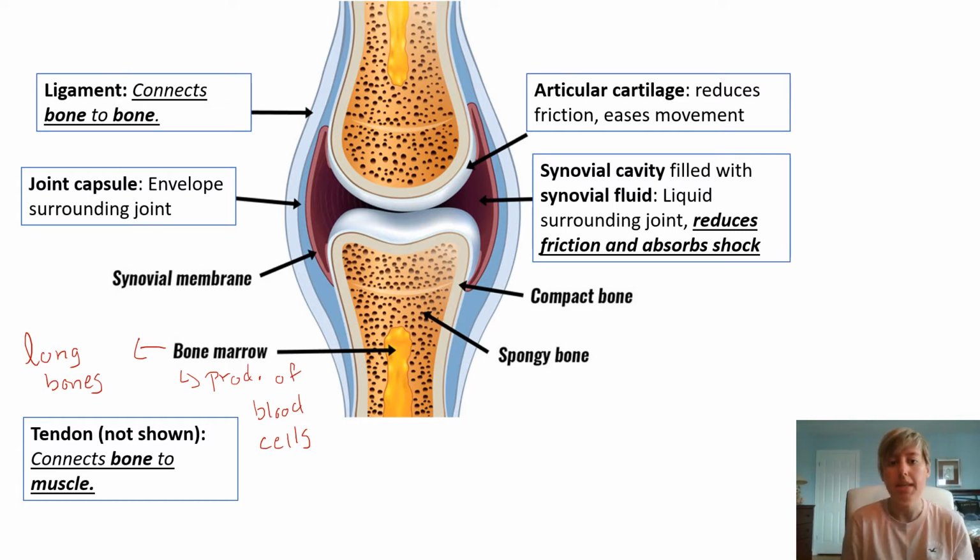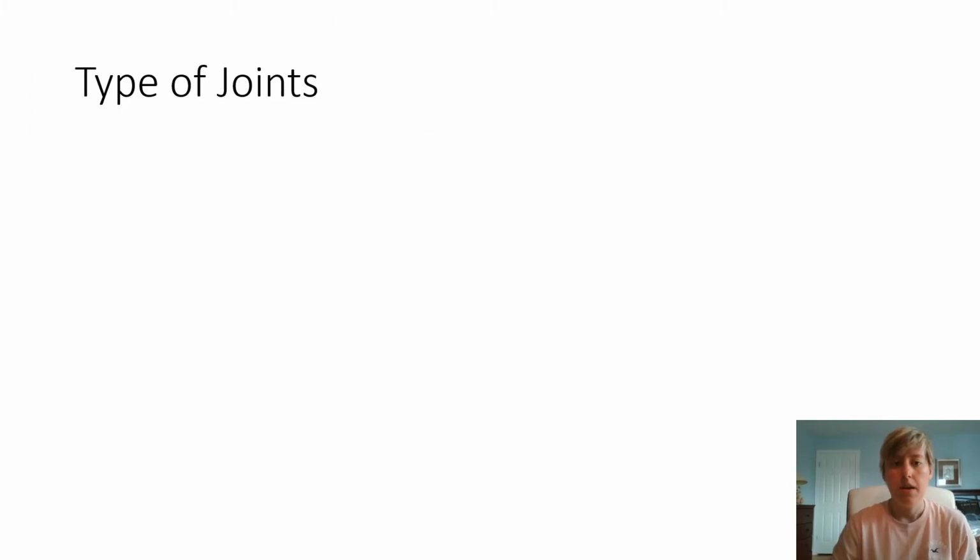And in between our two bones, we actually have synovial fluid, which also, like the cartilage, reduces friction and absorbs shock between your two bones. Not in this picture is our tendons, which connects bones to muscles. Now, our types of joints. We have three main categories of joints. We have fixed joints, we have semi-movable joints, and then we have freely movable joints.